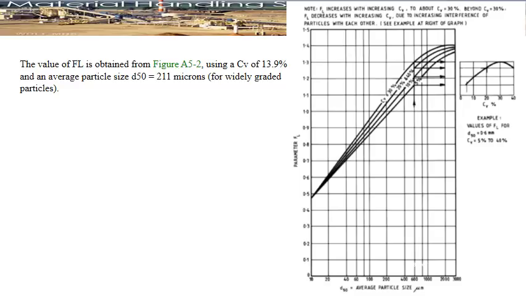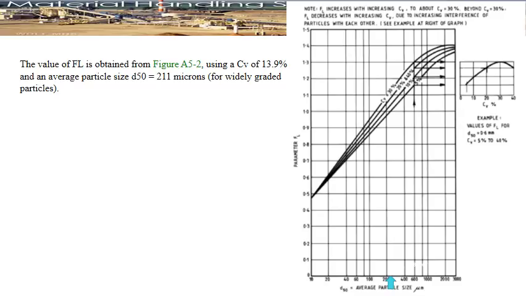I send you this figure, just print it and bring it with you to the final exam. You can see on the upright left axis, we can find the parameter at the FL value. And at the x-axis, you can find the average particle size. And here we can see that the CV value given. Okay, now the CV value is calculated, and we found it is going to be 13.9%. The D50 is equal to 212 microns. So we have two knowns, and we can find the FL value.